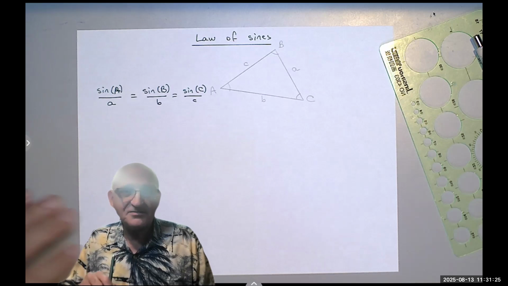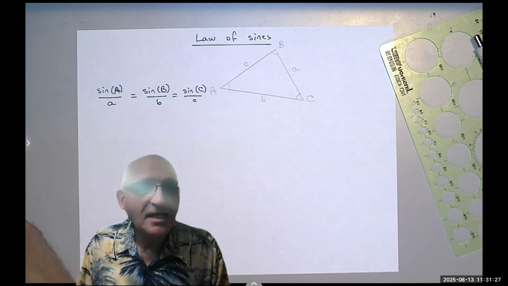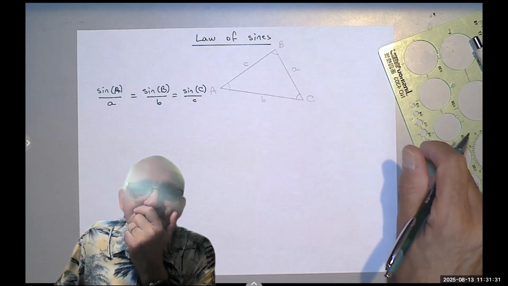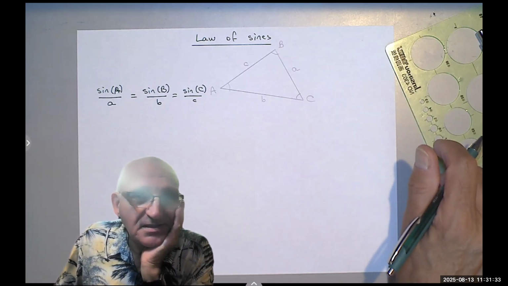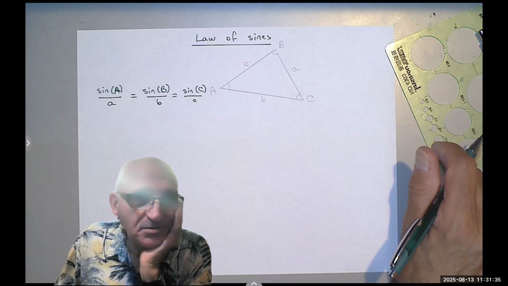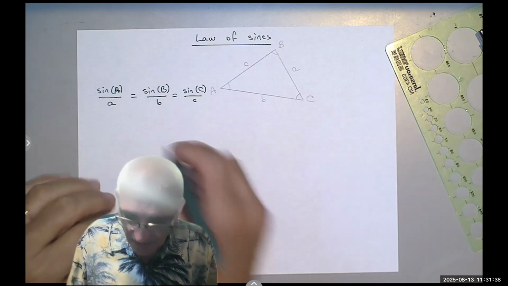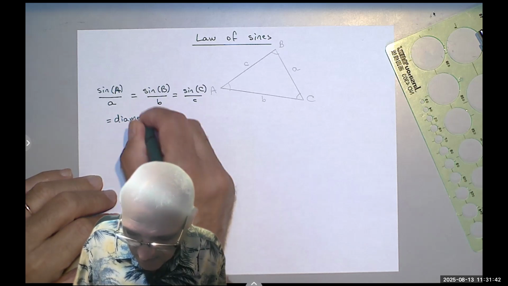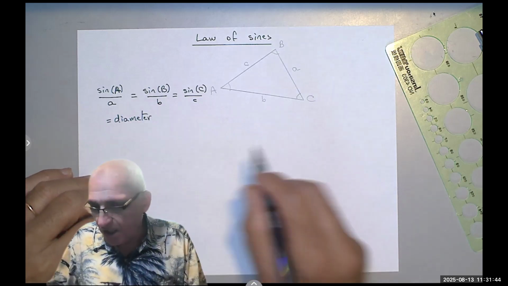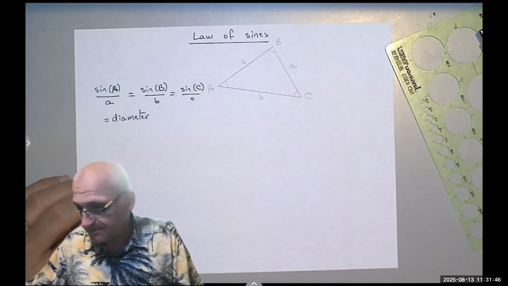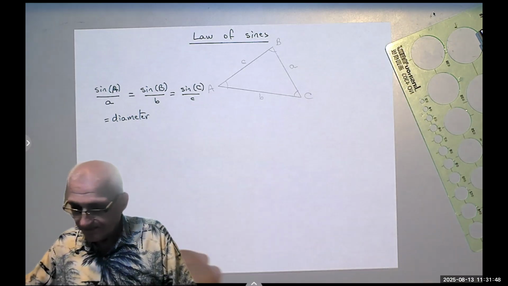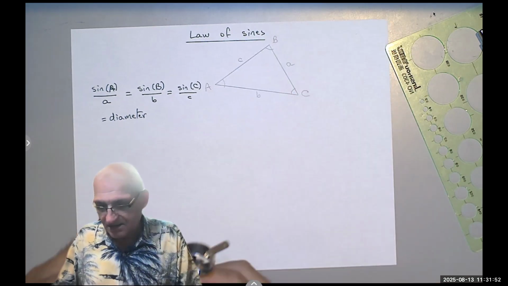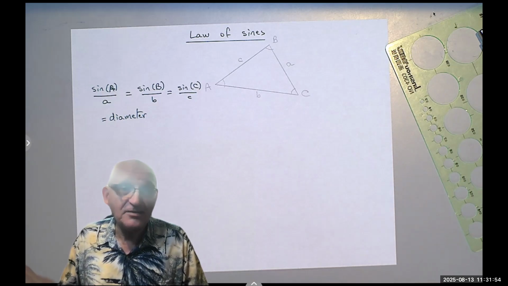Okay, but what is this ratio? Do you know what this ratio is? It is the diameter of the circle in which this triangle is inscribed.